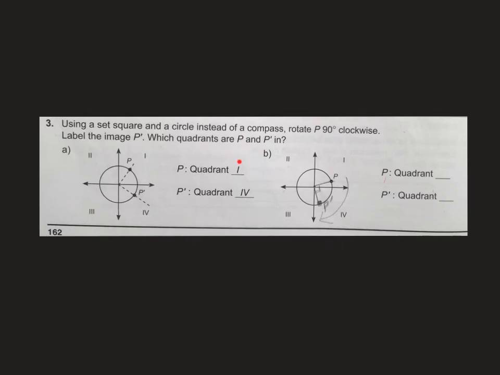So P is in quadrant 1, P image is in quadrant 4. If we look here, here's P. So if you look, make a 90-degree angle, it comes out here. So it goes from quadrant 1 to quadrant 4.